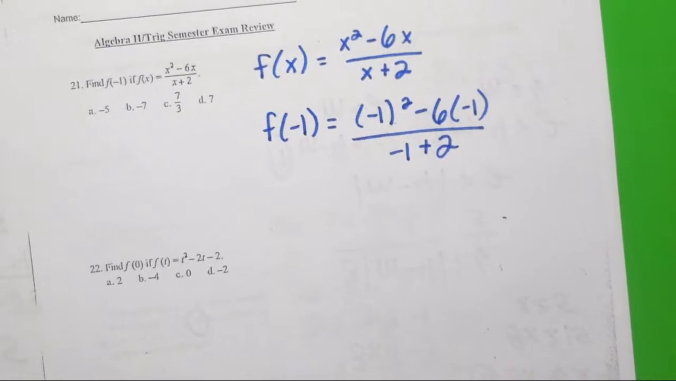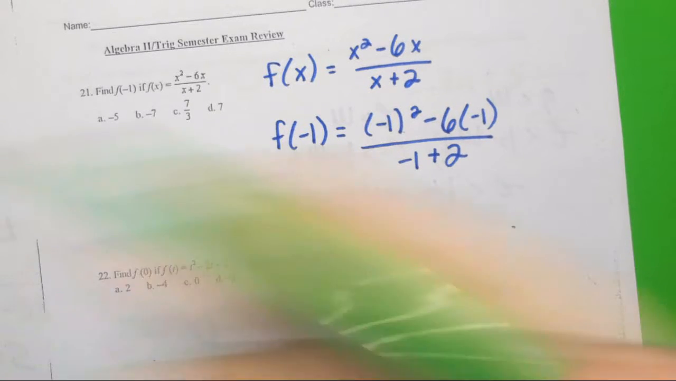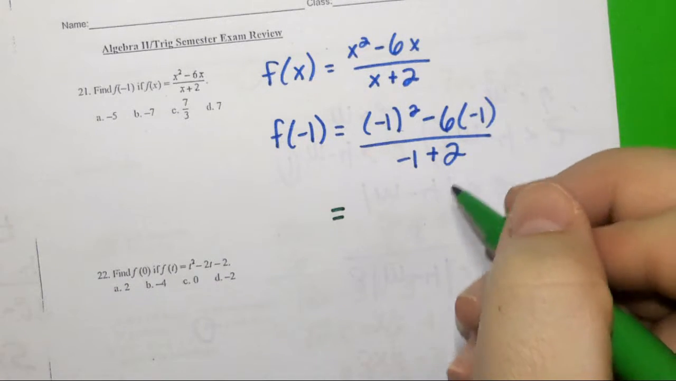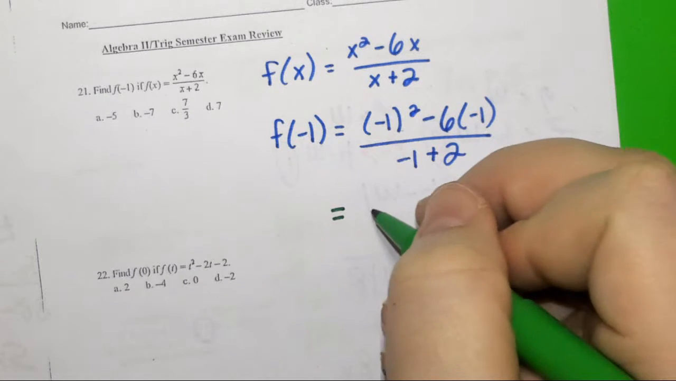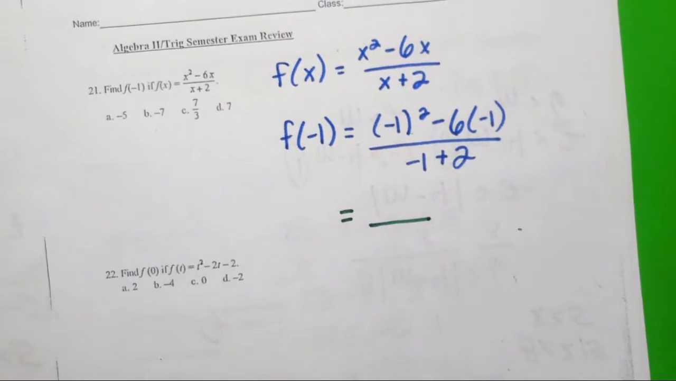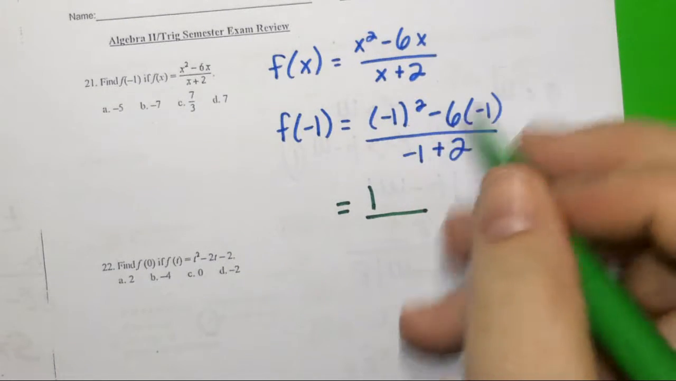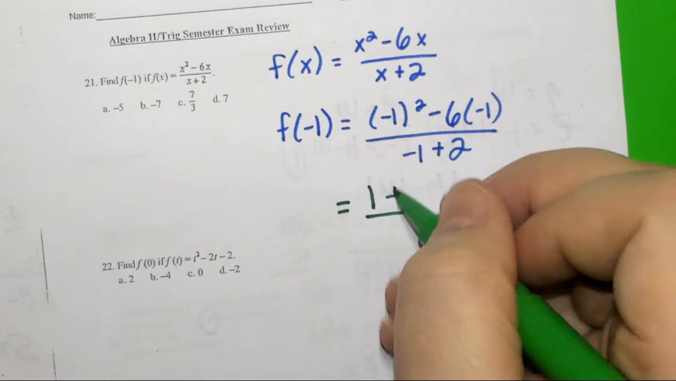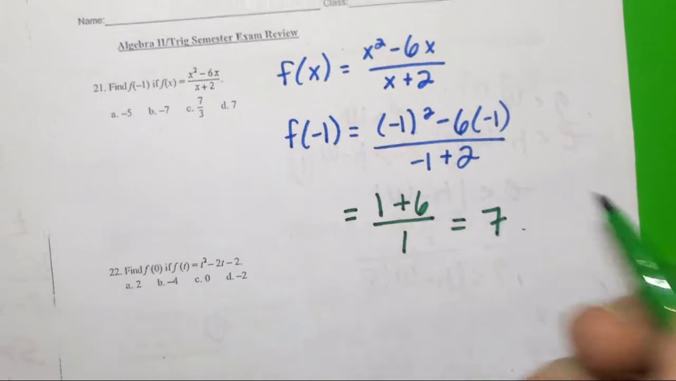So everywhere I saw an x, I put a -1. It used to be x squared, now it's -1 squared. It used to be minus 6x, now it's minus 6 times -1. When you work this out, -1 squared is what? And see, Travis has made a sign error. The answer is actually D. So I get +1. -1 squared is +1. -6 times -1 is +6. 2 minus 1 in the denominator is just 1. We end up getting 7 if we've done our signs correctly.